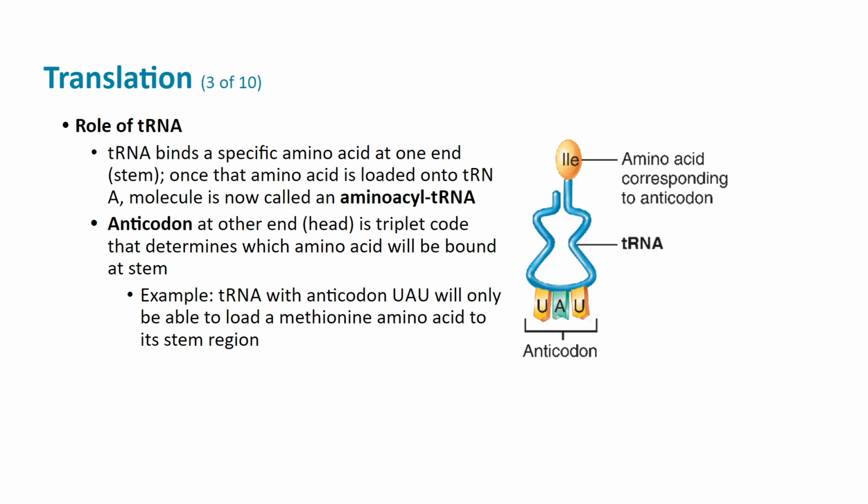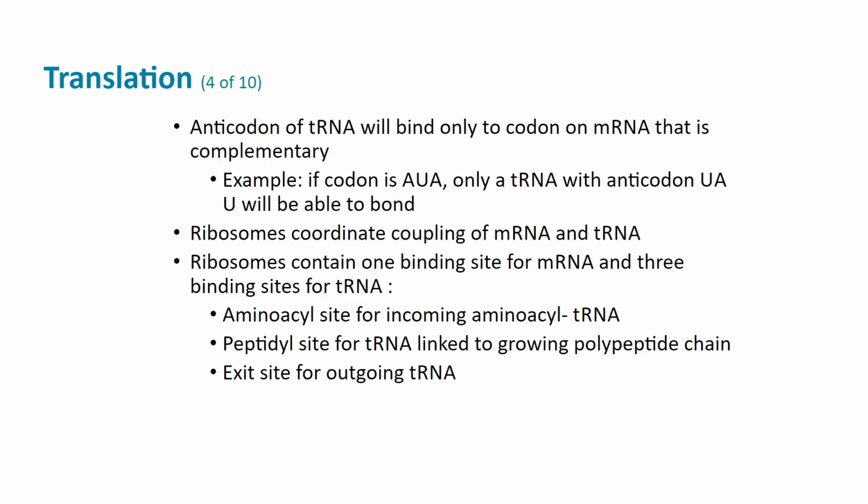So a tRNA is meant to bring amino acid to the ribosome, but they must match something on the mRNA, and they're matching the codons with their own kind of opposite or complementary piece of RNA called the anticodon. The anticodon of tRNA will bind only to the codon on mRNA that is complementary to it. For example, if you have the codon AUA, only the tRNA with the anticodon UAU will match that.